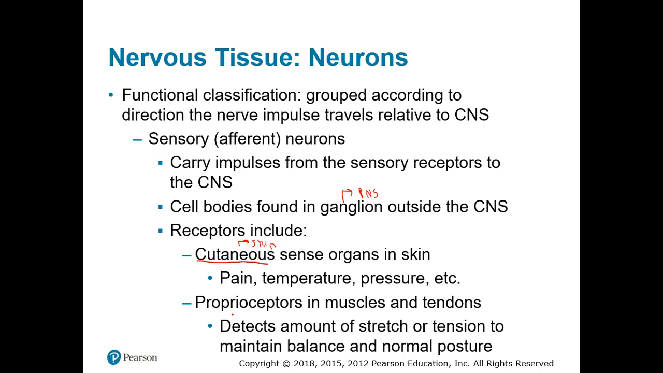Then in your muscles, we have something called proprioceptors. And these are again located in your muscles and tendons, and these tell us how much our muscles or tendons are being stretched or the tension that we have. And this is important because it helps us maintain balance and keep normal posture as well. Other sensory receptors are anything within your eye, so that detects change in light, color. Anything can be a sensory receptor that detects something and sends it to your brain.